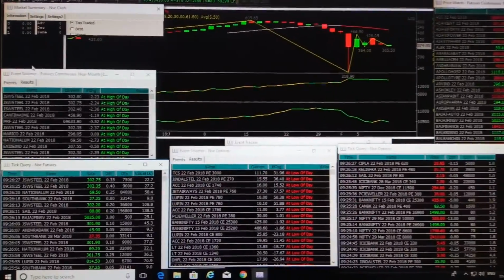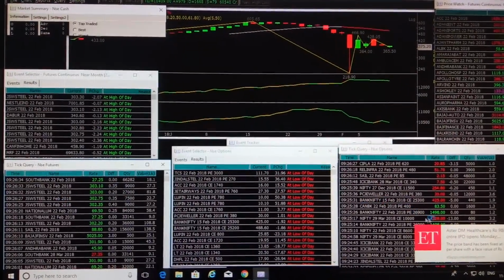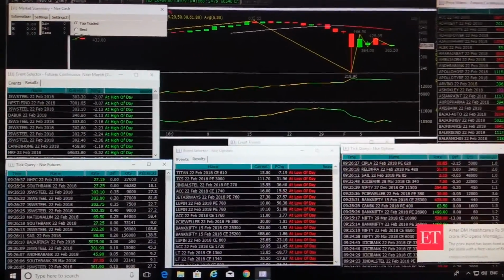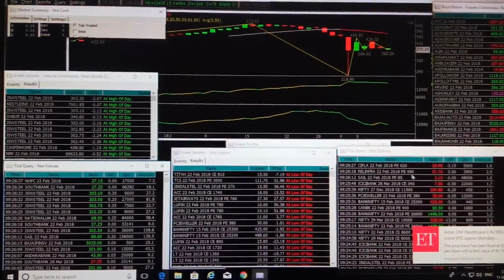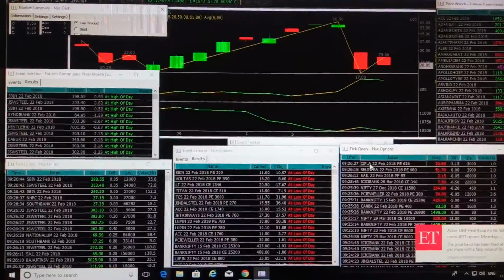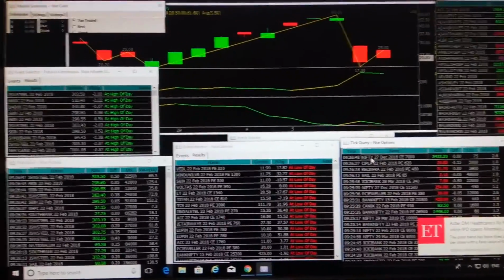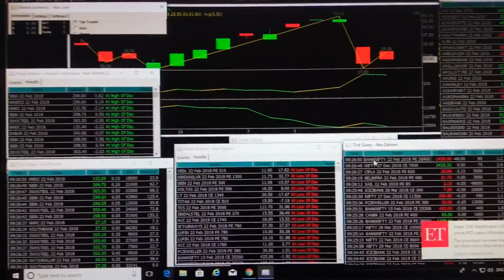Take JSW Steel. You can see JSW Steel February is at day high, and that put was getting written in the morning itself. I will definitely say Cipla will work, but how to analyze this data? It's a very important point.